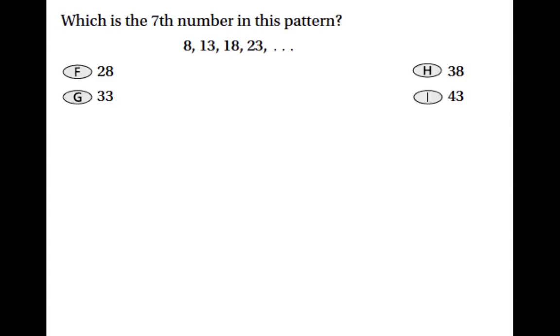And the last one, what is the 7th number in this pattern? We have to first determine what is our pattern with these numbers. When we look at it, we should see the difference between 8 and 13 is 5, the same thing with 13 and 18, and the same thing with 23. So our next number, we have to add 5, and we get 28. Add 5 again, and we get 33. And that is our 6th number, so if we add 5 again, we'll get our 7th, which will be 38.